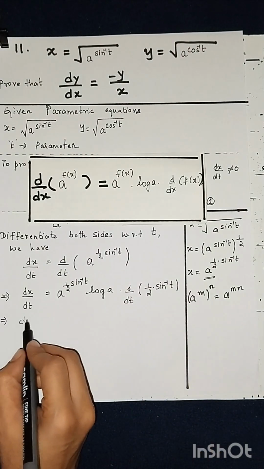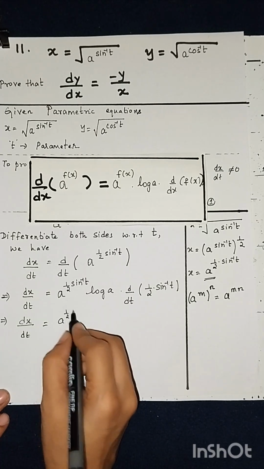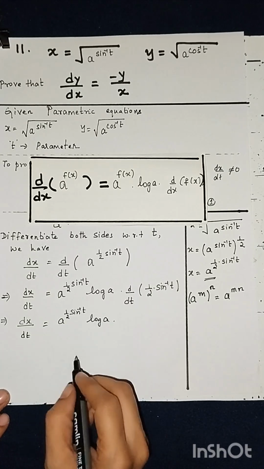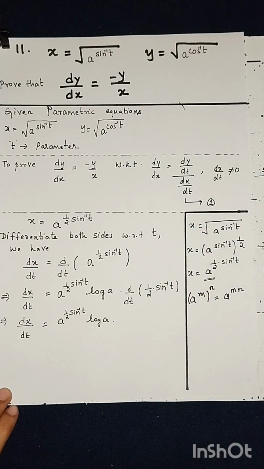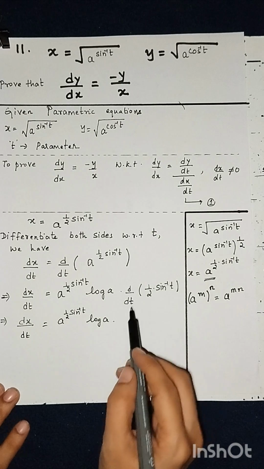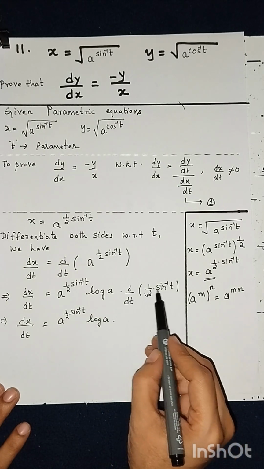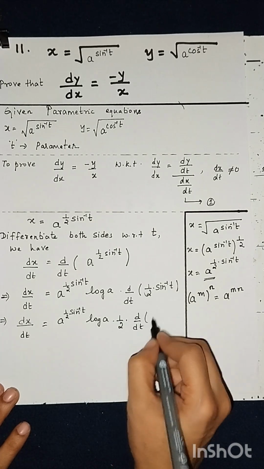Now this implies dx by dt is equal to a to the power 1 by 2 sine inverse t log a. Now we have to differentiate d by dt of 1 by 2 into sine inverse t. So here we have constant into function, so we will take out the constant and differentiate the function.